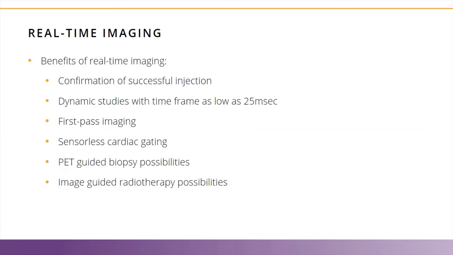The speed of this real-time imaging is unique within the marketplace, with dynamic images being reconstructed with timeframes as low as 25 milliseconds. As mentioned on the previous slide, this can be used to confirm successful injection of the radiotracer, first-pass imaging, as well as other possibilities. The development of real-time imaging was also crucial to the development of sensorless cardiac gating that we discussed earlier.